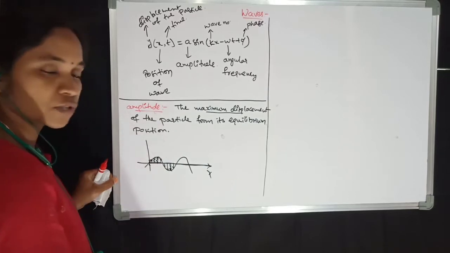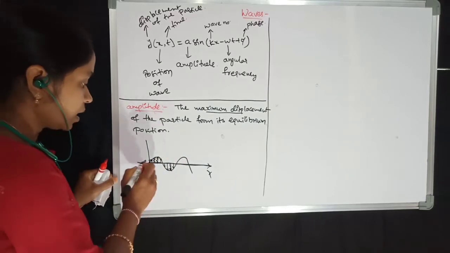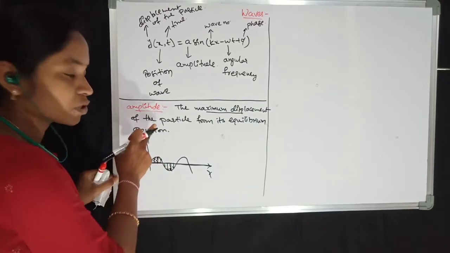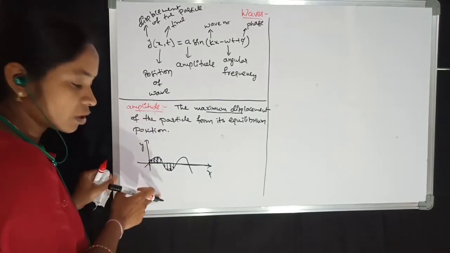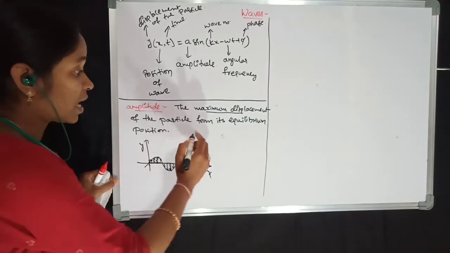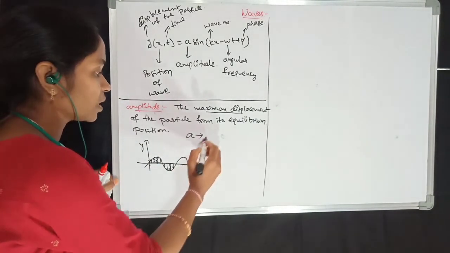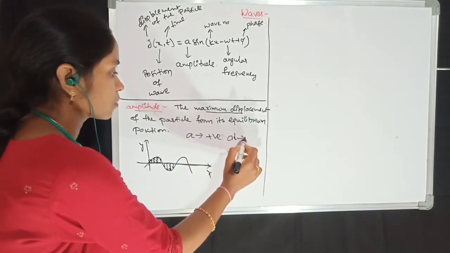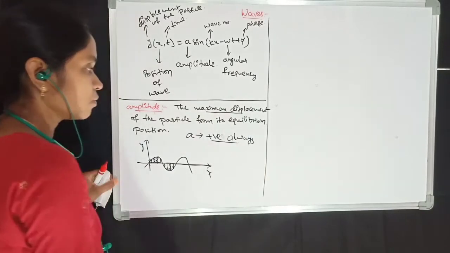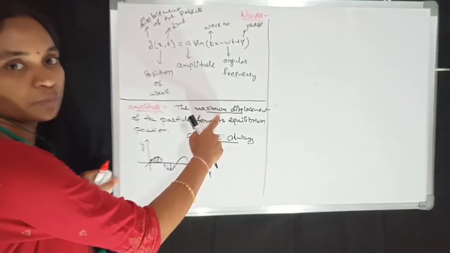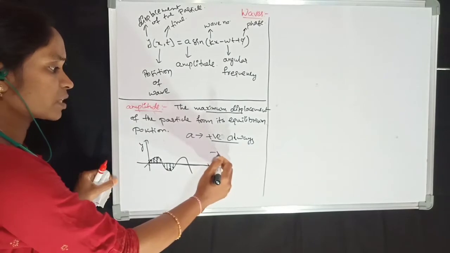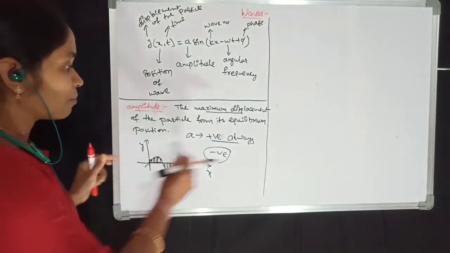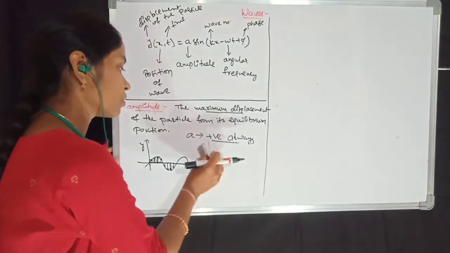Maximum displacement of the particle is known as amplitude. The particles are displacing along the positive y-axis and also along the negative y-axis, but the amplitude is always positive. Why? Because we are considering the maximum displacement of the particle. If you take the negative displacement, it will be the minimum displacement. But here amplitude is nothing but the maximum displacement of the particle.